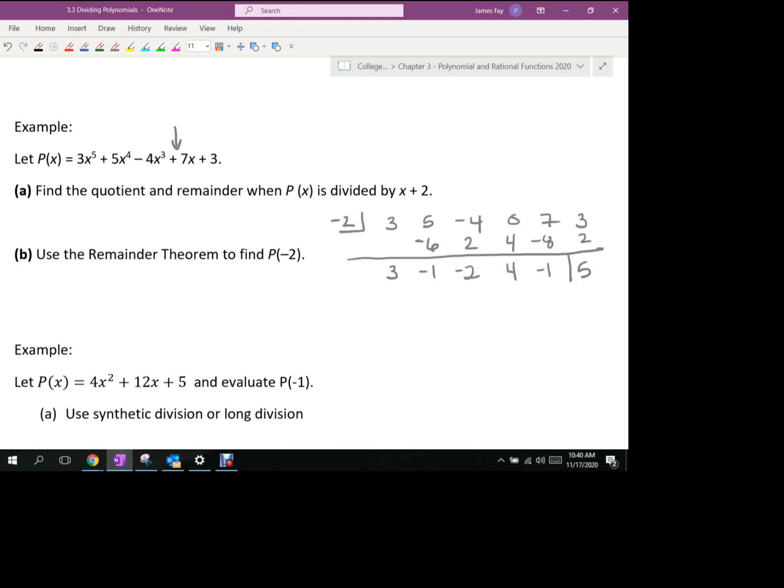Now plug in -2 to the 4th power. What does that give me? Multiply by 5. Now put -2 in and raise it to the 3rd power. Multiply by -4. And then adding all those together, instead of doing that, they would have used the remainder theorem.